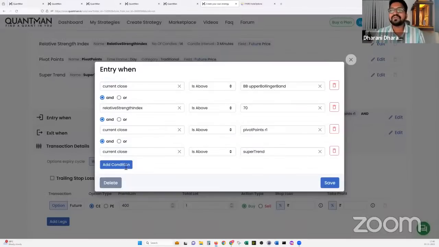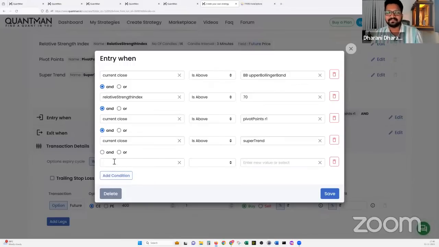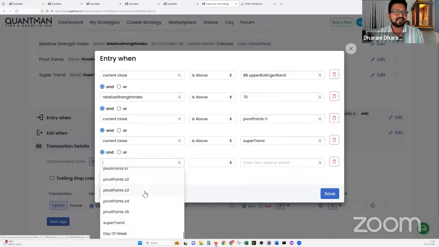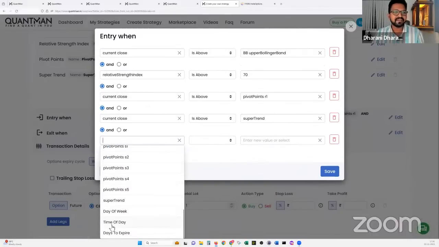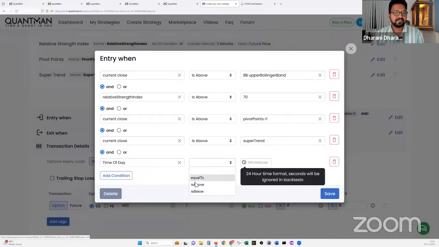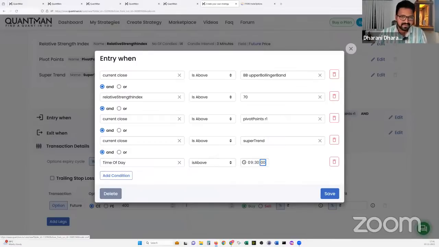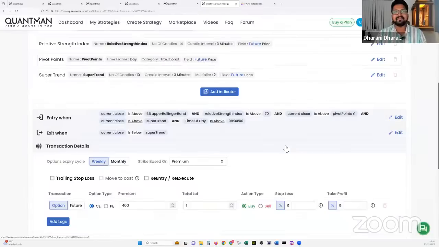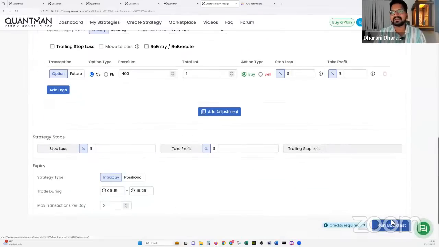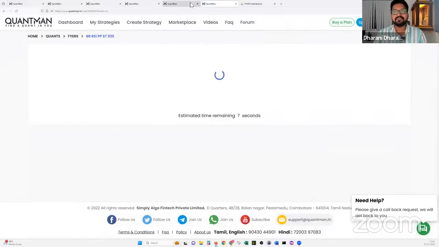Okay, so now on the entry condition, I'm going to add a condition stating that I want to take my trade only after 9:30. Okay, so now I just select the AND operation, and once I scroll down, I find time of the day is above, and I say 9:30. I want to take my trades only after 9:30. And then I save it and then I run my backtesting.